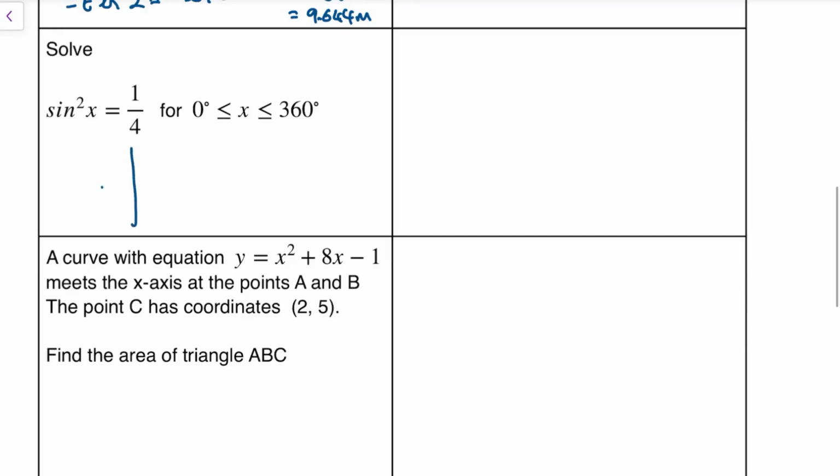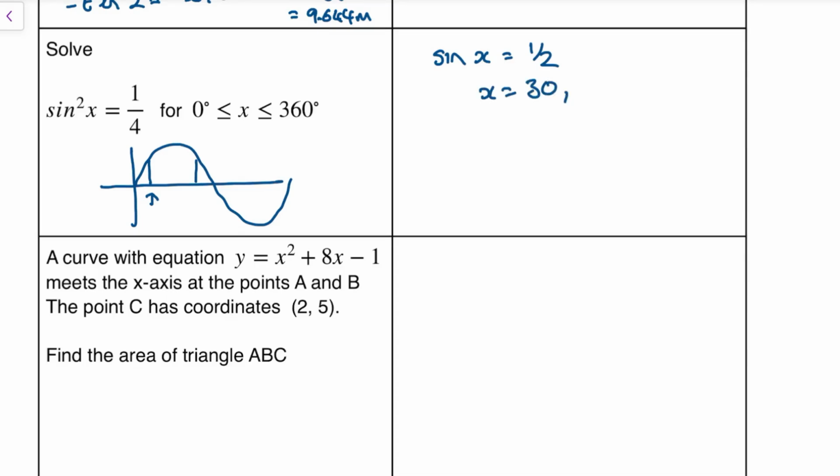Now I'm going to draw, because I think it's always good practice, my sine curve here. And I want sine x, well, it's a square root both sides. That means sine x is equal to a half. Where does sine x equal a half? Well, sine x equals a half here and here. So calculator or not, you should know that x is equal to 30. And the other value is going to be 180 minus 30, which is going to be 150 degrees.